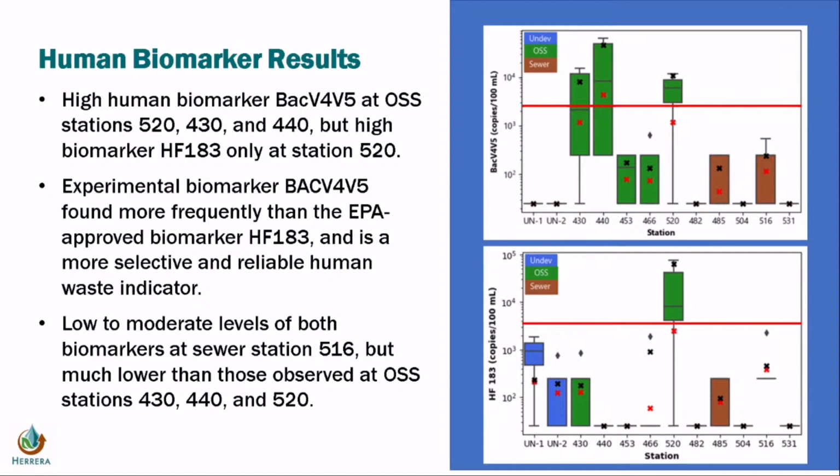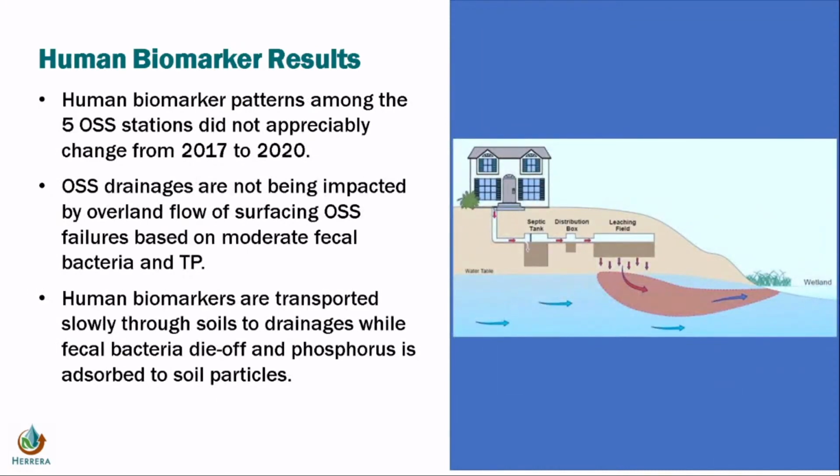But anyway, those lower concentrations of 183 were much lower than what we observed at those 3 high OSS sites. Continuing on with the biomarker results, the patterns we saw among the 5 OSS stations in 2020 matched those we saw in 2017, with 520 being the highest on down to 466 in that order, as well as the levels of concentrations themselves.